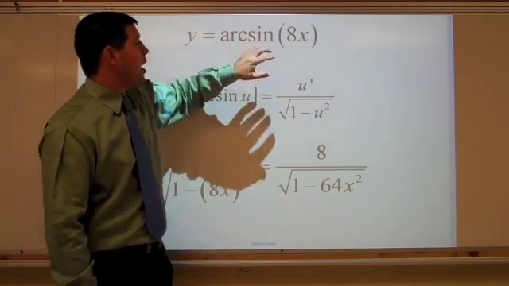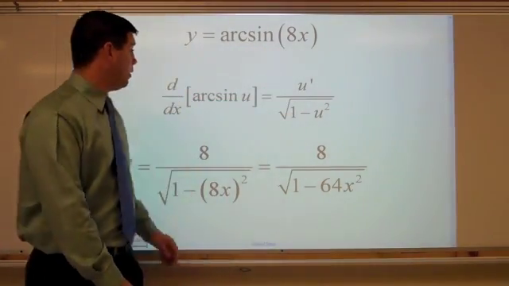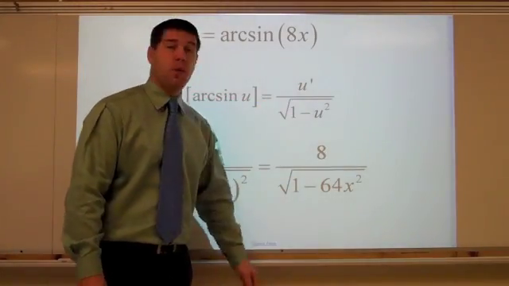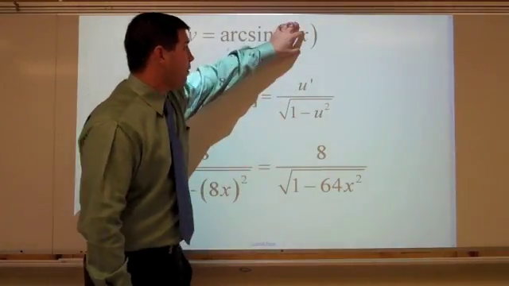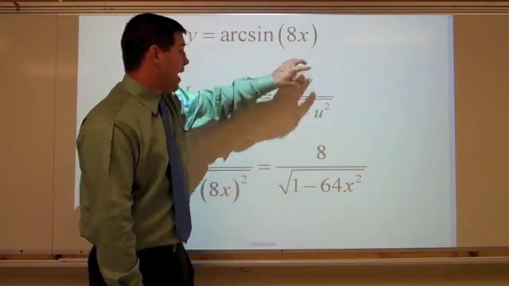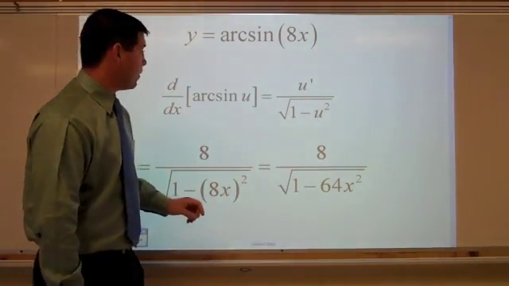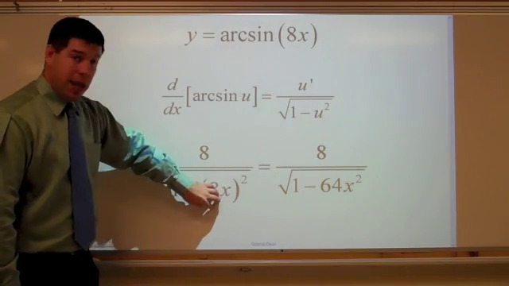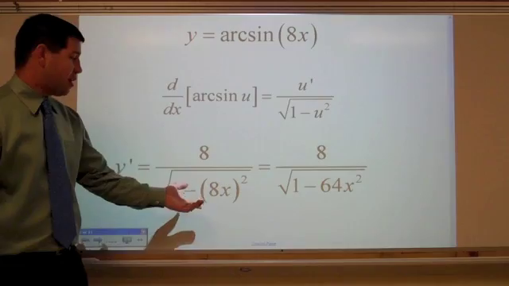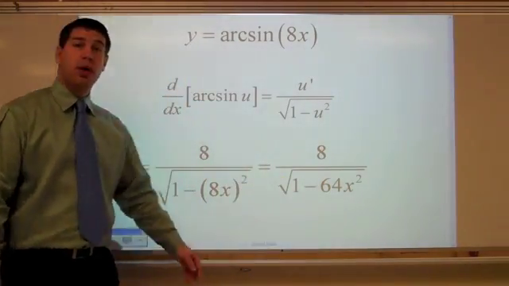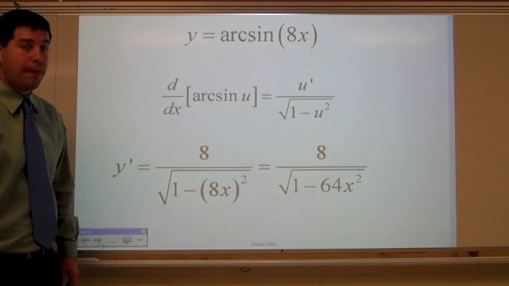So y equals arcsine of 8x. Derivative of arcsine of u is u prime over square root of 1 minus u squared. So the derivative of this over 1 minus this squared. Derivative of 8x is 8, over the square root of 1 minus 8x squared. 8x quantity squared is 64x squared. So you get 8 over square root of 1 minus 64x squared.